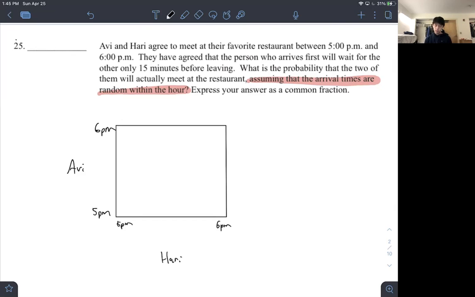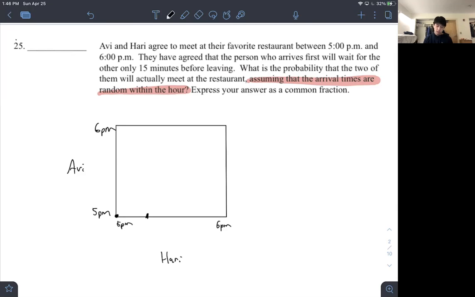And they have agreed that the person who arrives first will wait for the other only 15 minutes before leaving. So that means we'll just consider each one of Avi's times. So let's say Avi gets there at 5 o'clock p.m. He'll wait until 5:15, at which point if Hari arrives, so that means that Hari has to arrive between 5 and 5:15 if they want to meet.